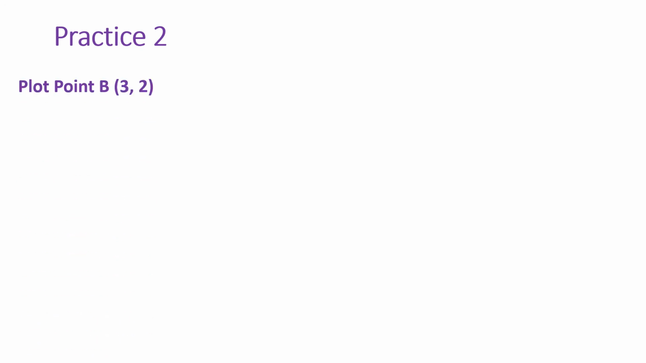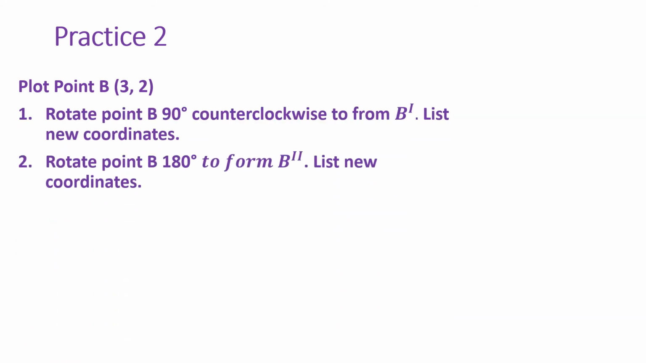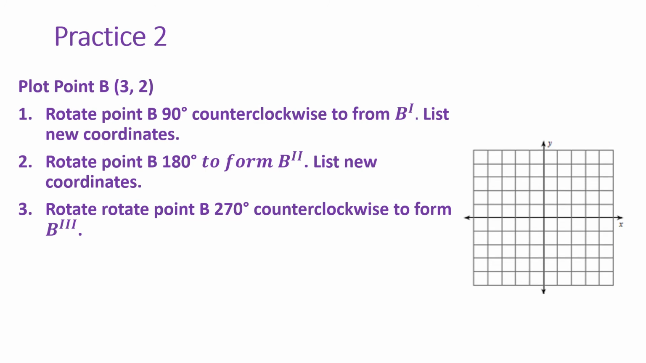Practice 2. We're going to plot point B, which is (3, 2), and then we're going to rotate B 90 degrees counterclockwise to form B prime. We're going to rotate point B 180 degrees to form B double prime. We're going to rotate point B 270 degrees counterclockwise to form B triple prime.